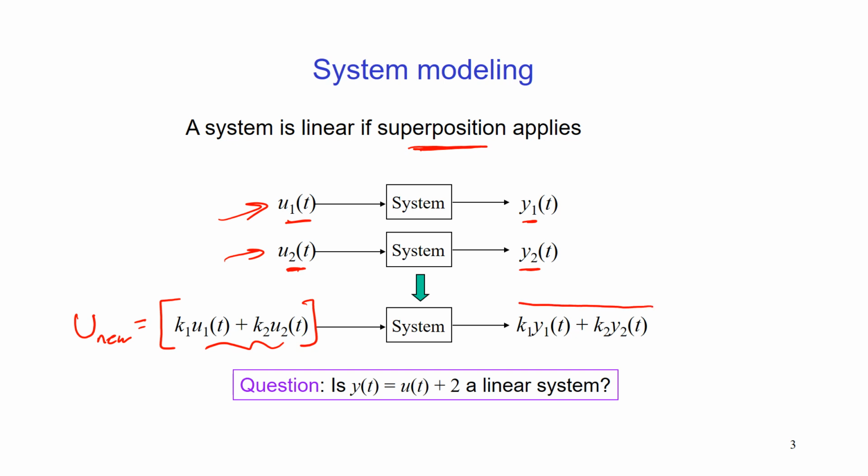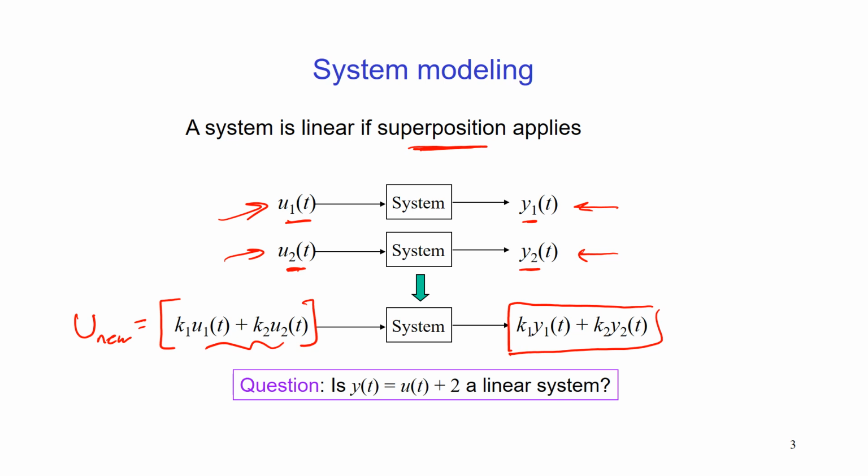If the output corresponds to the same combination K1 and K2 of these two outputs, then we say that the superposition principle has been satisfied and the system is linear. So if you have an input giving you an output, another input giving you another output, and you apply a new input that is a combination of these two old inputs, if your system is linear, your output should be the same combination of the original two outputs.